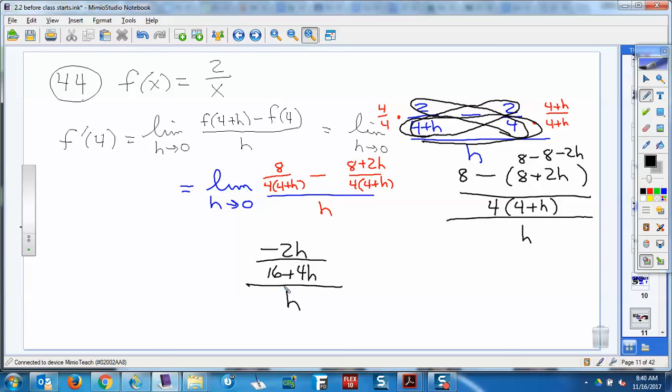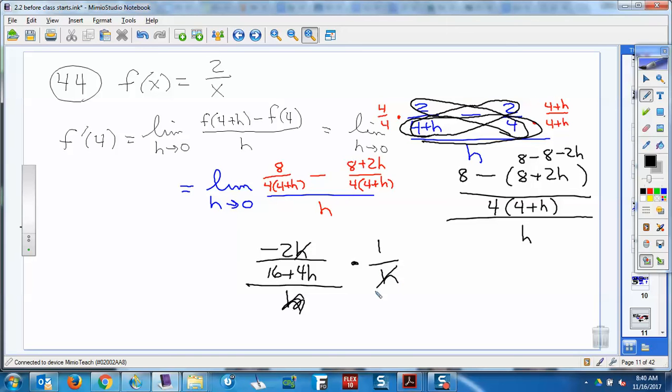Now what do you do with this? Yeah, I usually call it invert and multiply. What you're doing is you've got this divided by h. Well, dividing by h is the same as timesing by 1 over h, right? Dividing by 2 is the same as multiplying by 1/2. So I'm taking this fraction on top and dividing by h. Well, that's the same as multiplying by 1 over h.